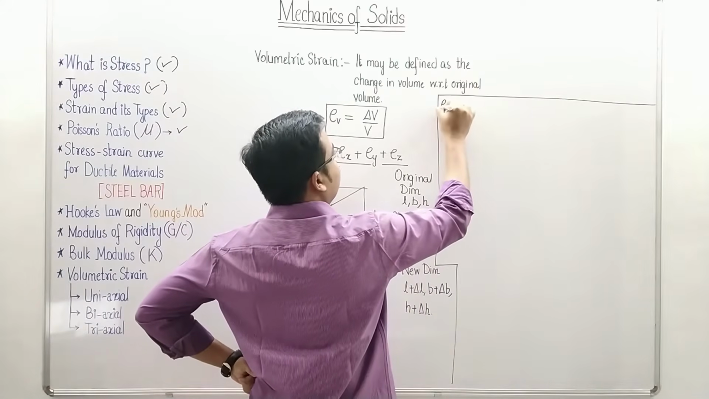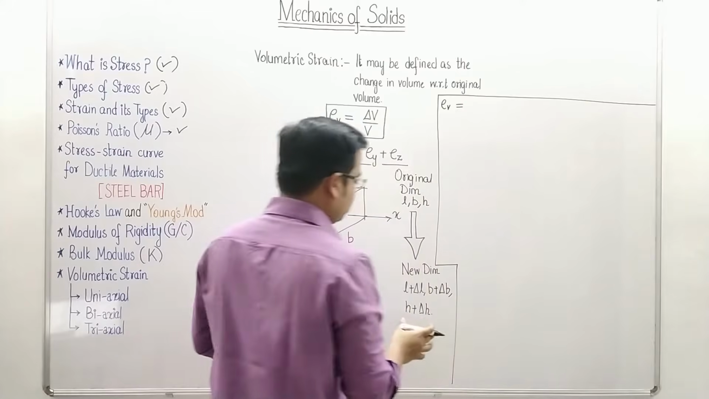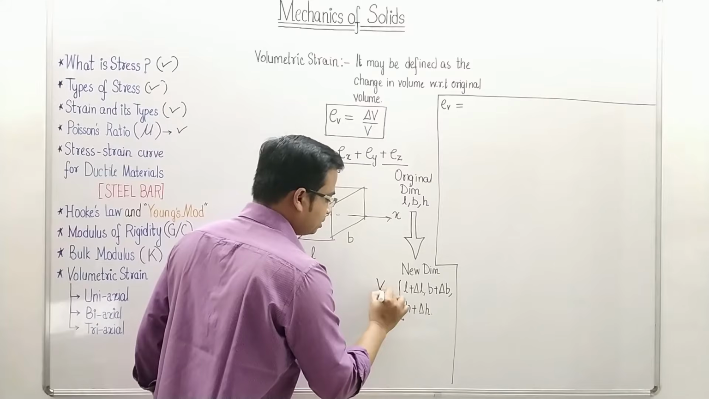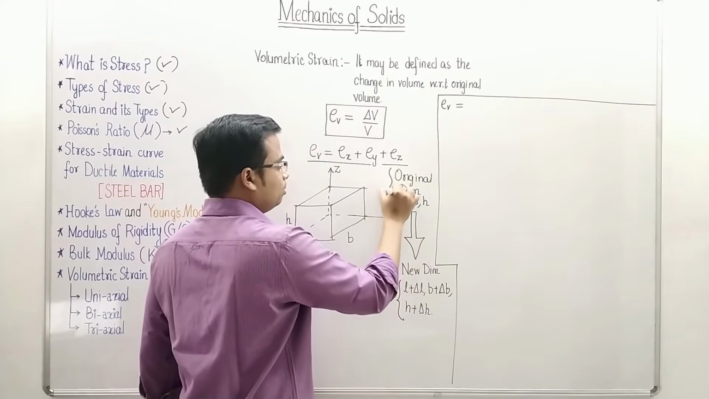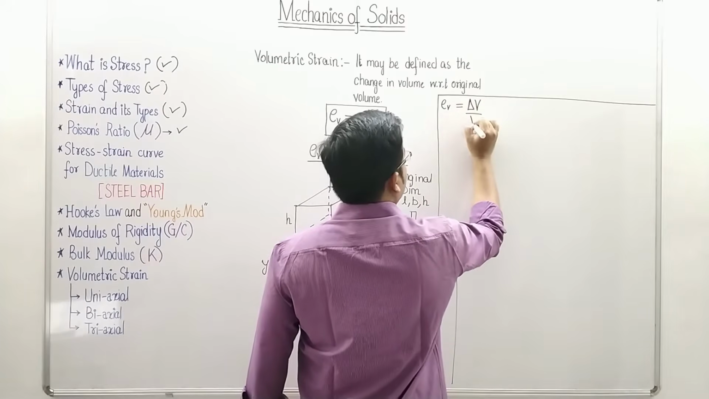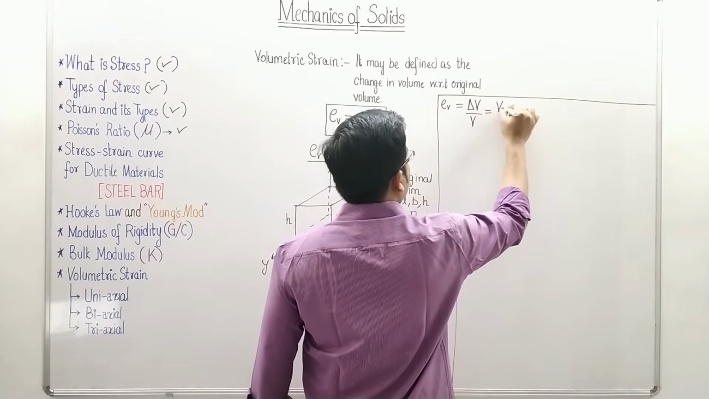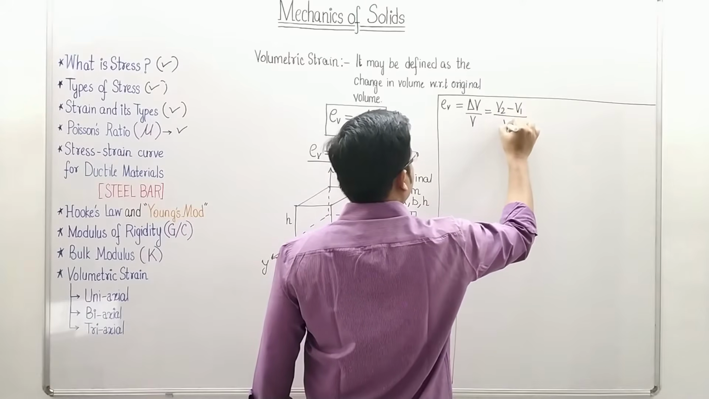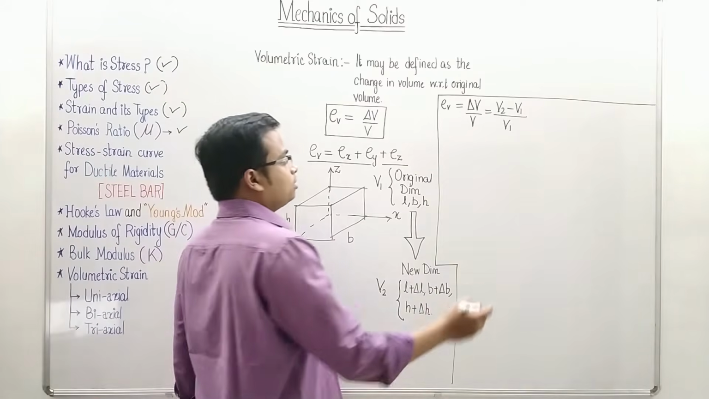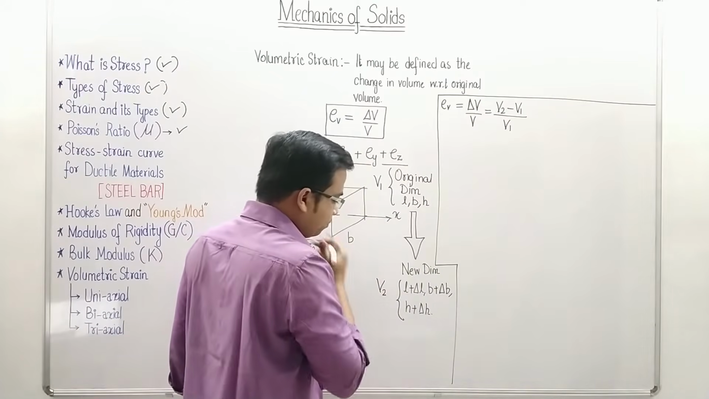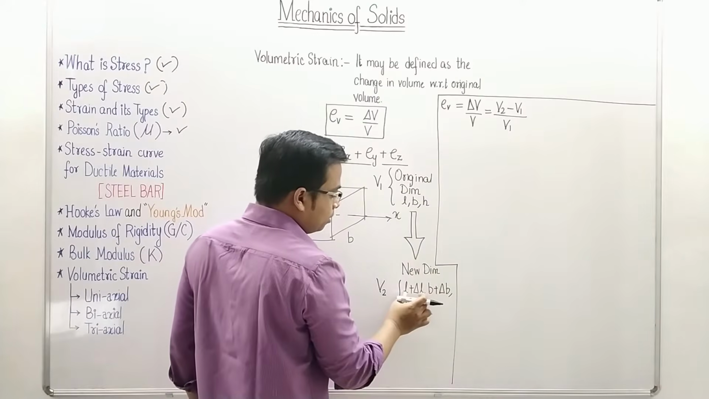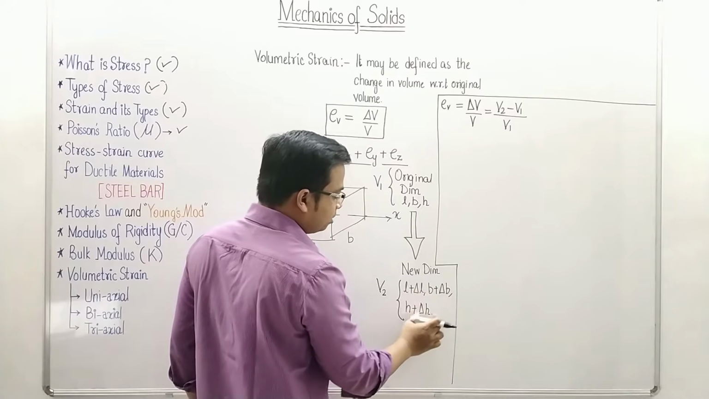Change in volume, EV is equal to change in volume. Let's say that the new volume corresponding to these dimensions be represented by V2 and the original volume be represented by V1. So in that case, the delta V upon V can be expressed as V2 minus V1 with respect to the original, which is V1. Now, watch this carefully. V2 minus V1. So what's V2? V2 is this. So how do you express the volume? Length multiplied by breadth multiplied by height.